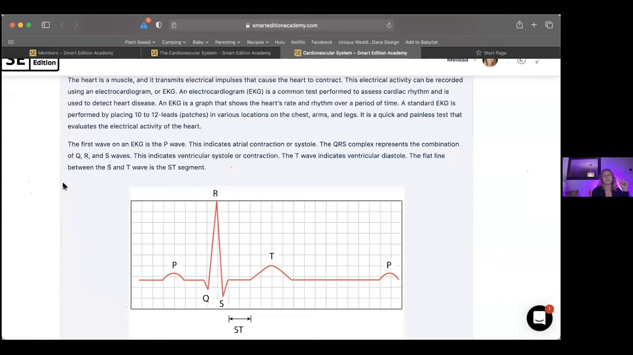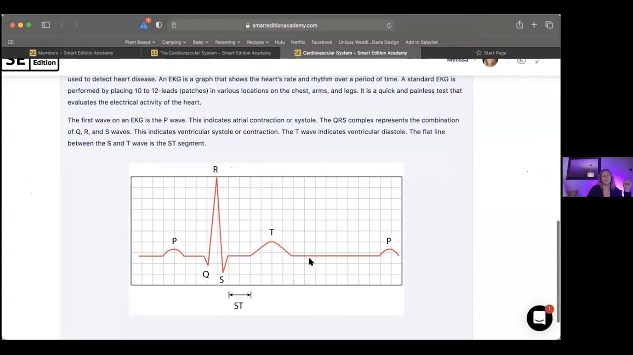So usually on an EKG, you're not going to just see one of these, just this one PQRST. It's going to be multiple, and it's going to go up and down, depending on the rate and rhythm of your heart. In order to do this test, they place 10 to 12 leads. They're more like little sticky patches in various locations on your chest, your arms, and your legs. It's fast, it's painless, and it can tell you a lot.